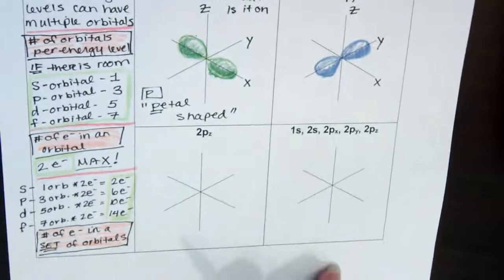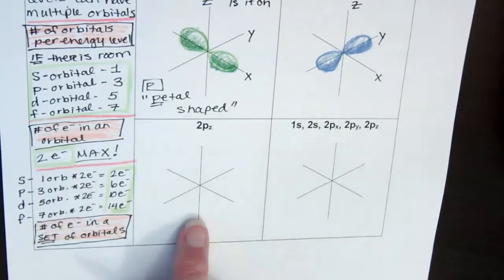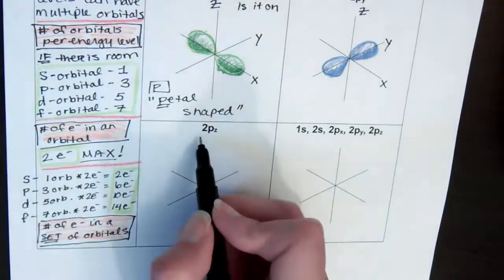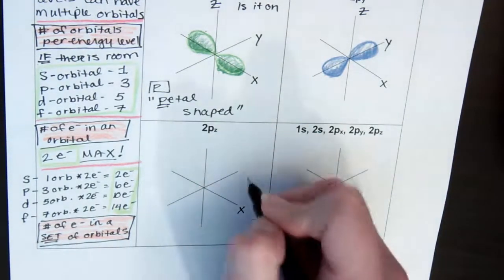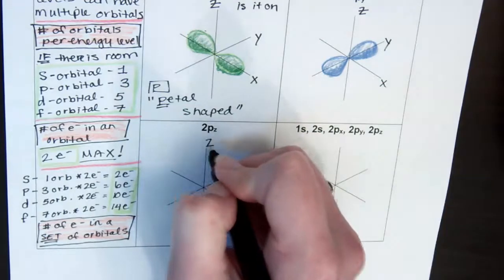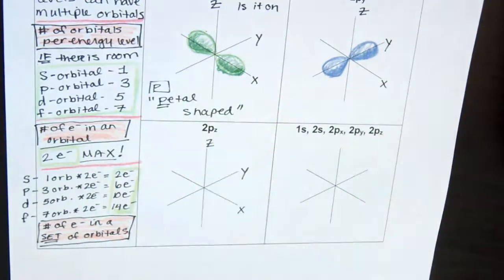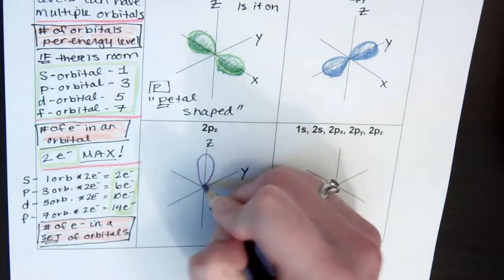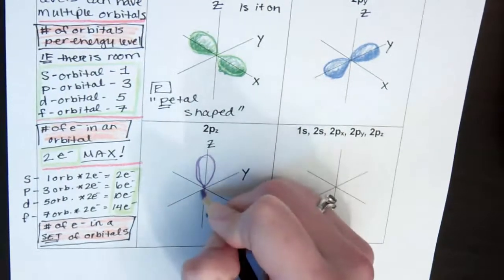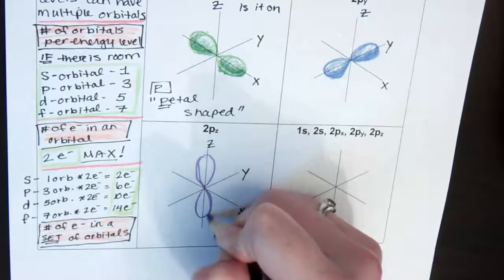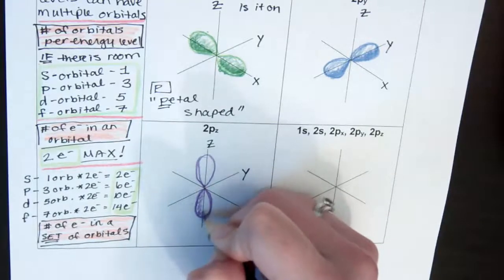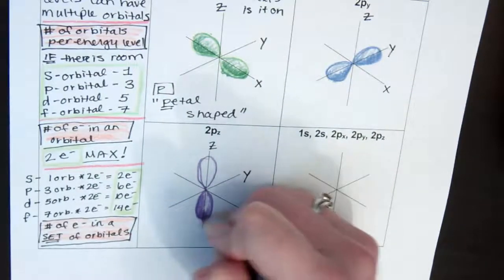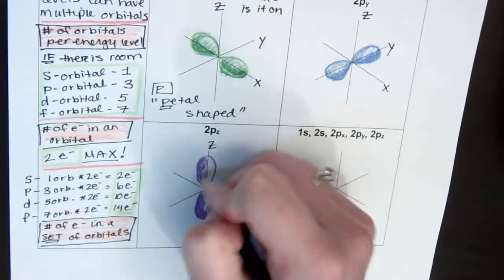The second energy level is big enough that we can fit another orbital. This time it's in the second energy level. It's still going to be petal shaped, but it's going to be lined up on the Z. So try to draw it same size, same shape as before, but just line it up on the different axes. Try to make it look somewhat 3D if you can.